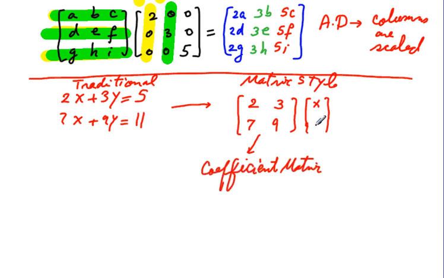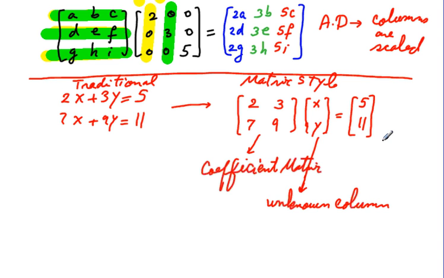Then we have a column of unknown quantities, or the variables. And then we have the numbers on the right hand side, 5, 11. I typically refer to this simply as the right hand side vector. Sometimes the text refers to it as a constant matrix.